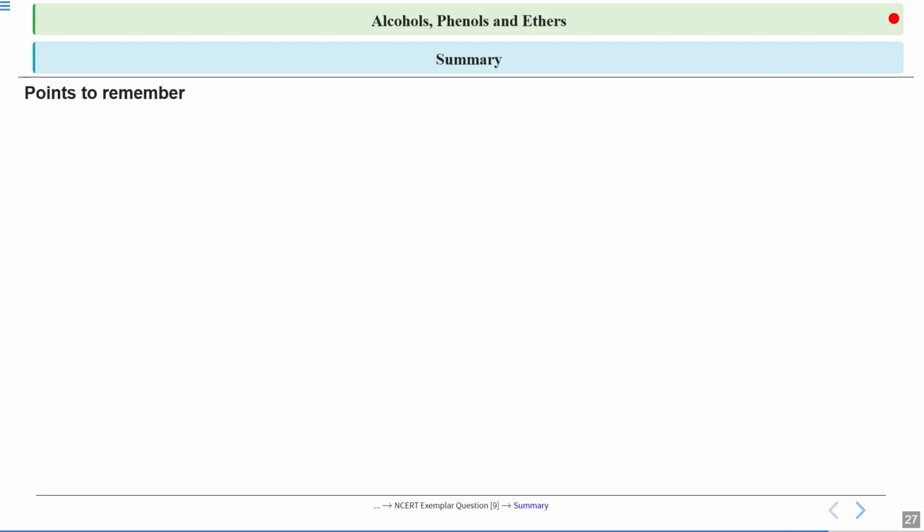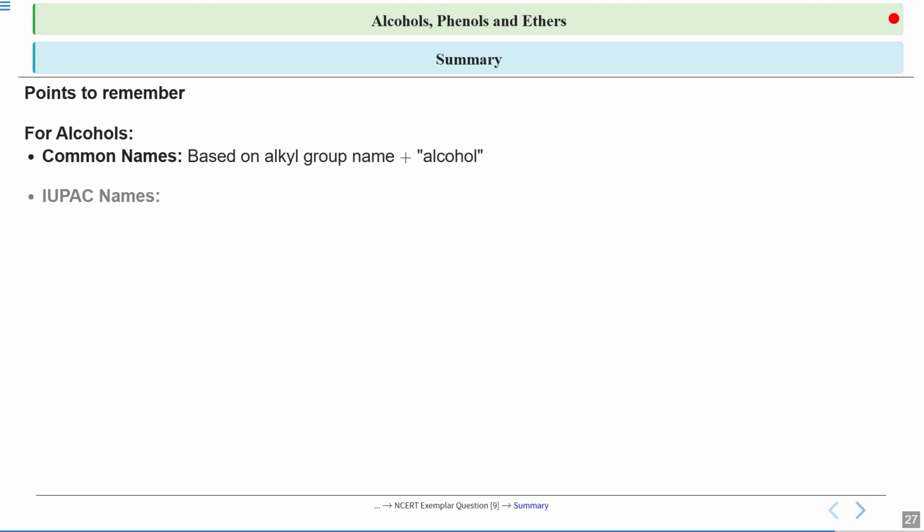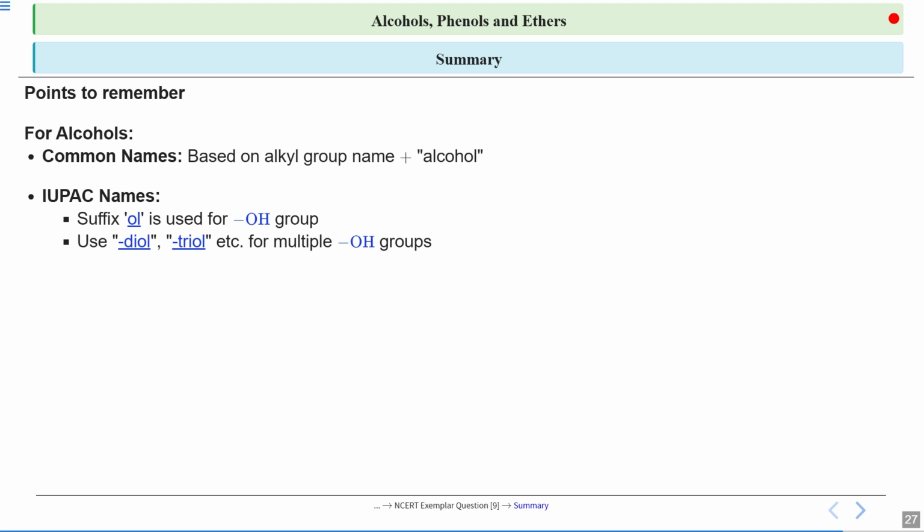Let's look at the summary, the points to remember from this lecture. First of all, we talked about alcohols. For alcohols, the common name is based on the name of the alkyl group, plus you add the term alcohol to it. For the IUPAC name of alcohols, remember some points: first, the suffix ol is used for the OH group. You have to use diol and triol, etc. for multiple OH groups present in your alcohol compound. Then you have the prefix cyclo that you use for cyclic alcohols.